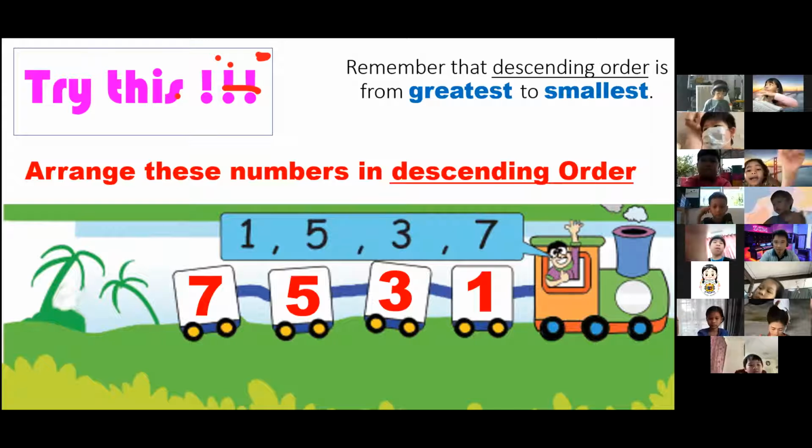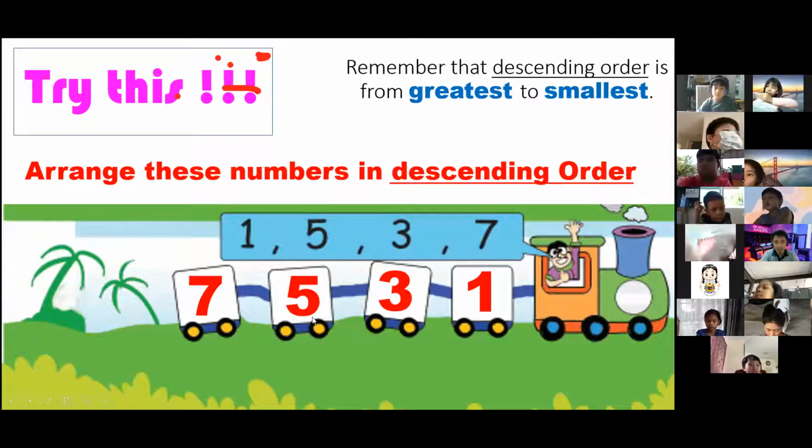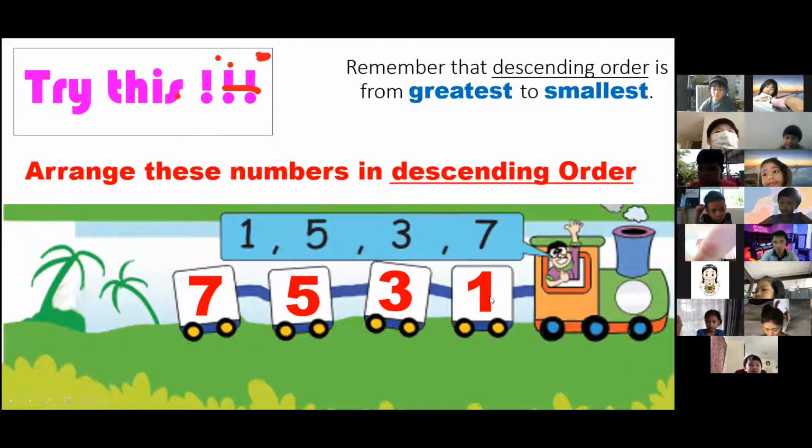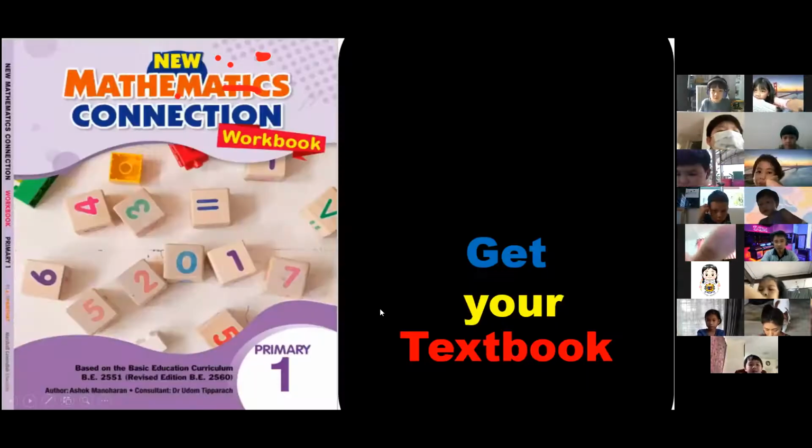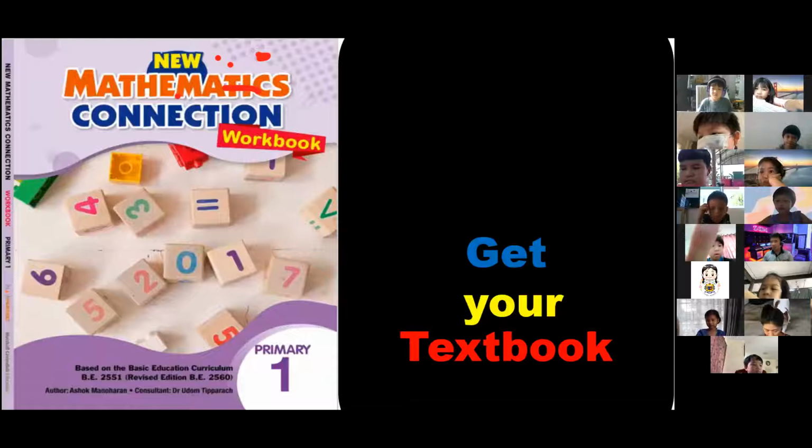Always remember, descending starts from the greatest number. The greatest number here is 7, and then next is 5, then 3, and the smallest number is 1. Greatest to smallest.